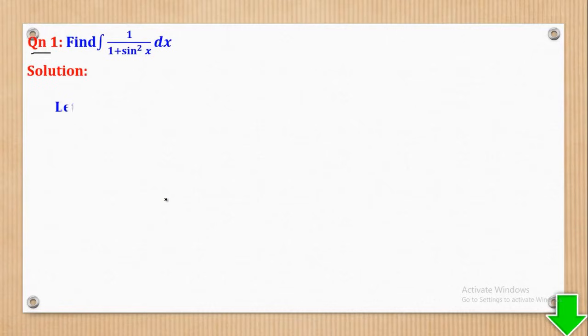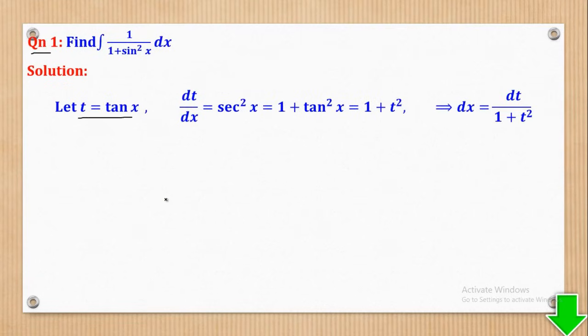So the power is even, so what we shall do, let t be equal to tan x. Therefore dt dx will be equal to sec squared x, but sec squared x is equal to 1 plus tan squared x, and we already know that t is equal to tan x, therefore we'll come up with 1 plus t squared. Making dx the subject gives you dt over 1 plus t squared.